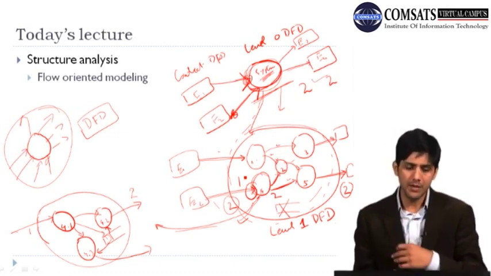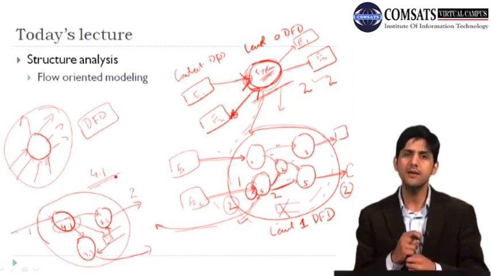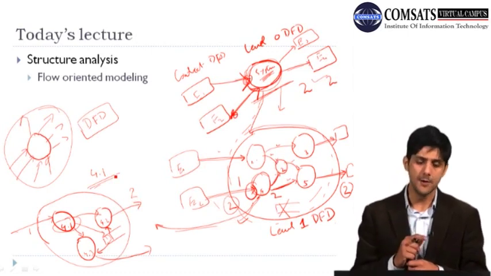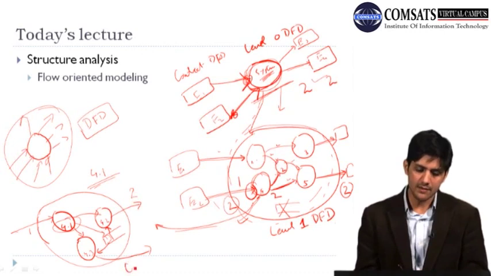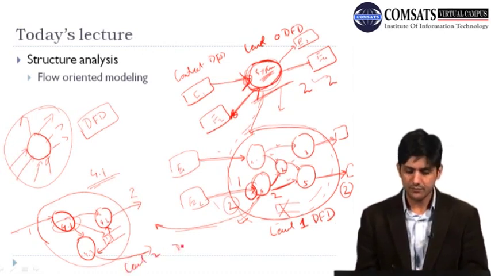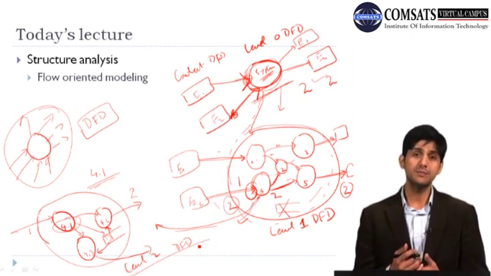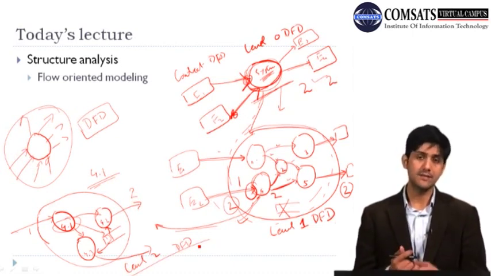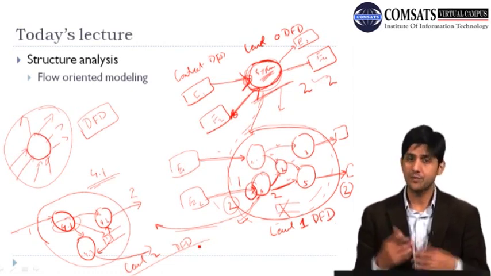So the level is determined by this numbering scheme. When we number a process 4.1, we automatically know that this must be a process in a level 2 DFD of process number 4. So this is a level 2 DFD. And again, as I said, when do we stop decomposing a process? There is actually no hard and fast rule about it. It depends on the complexity of the problem at hand.